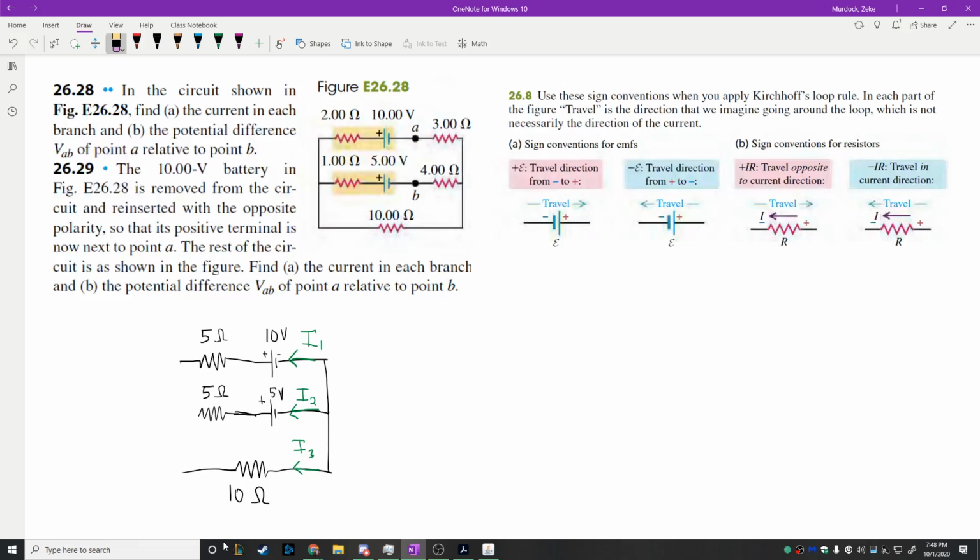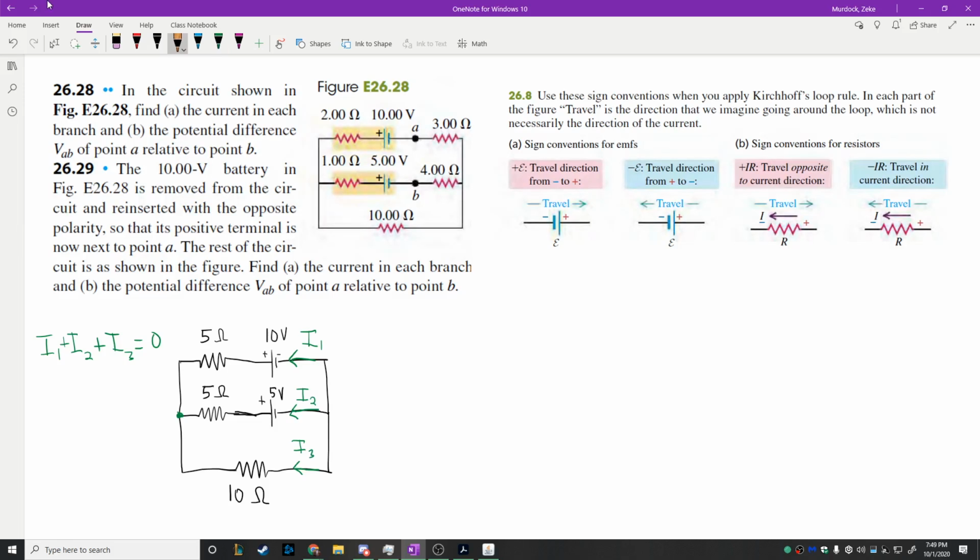Alright, so... Ooh, whoops, that's not what I meant to do. So, we're going to use this junction right here. Once again, there are 2 junctions, one here and one here. At this node, all 3 currents are flowing into it. So I'm going to say that my junction rule is going to be I1 plus I2 plus I3 is equal to 0, which means one of these must be negative. That's my junction rule.